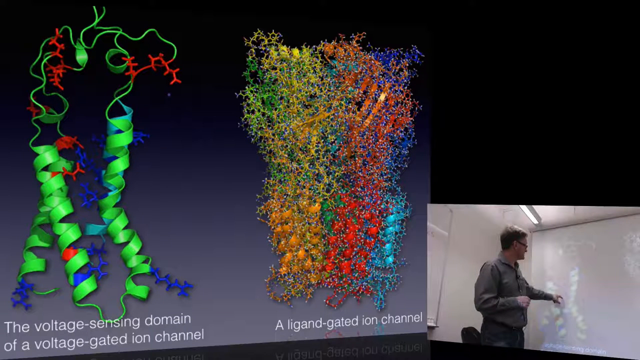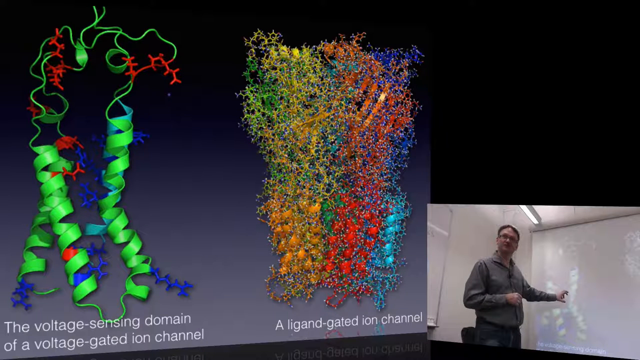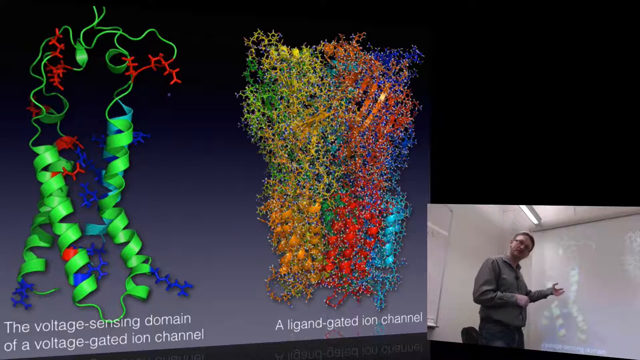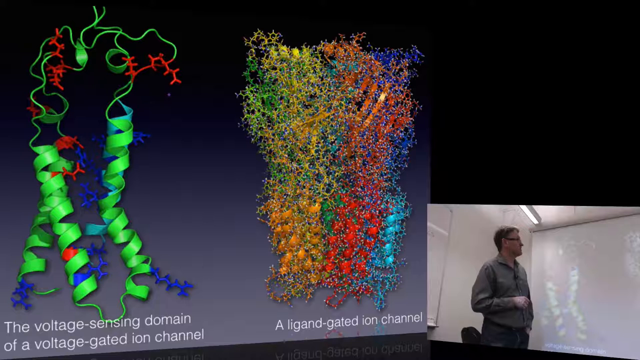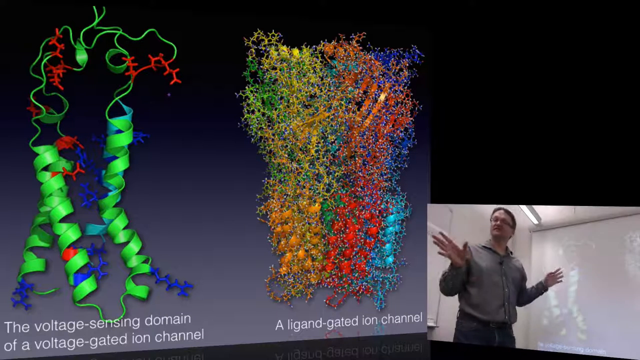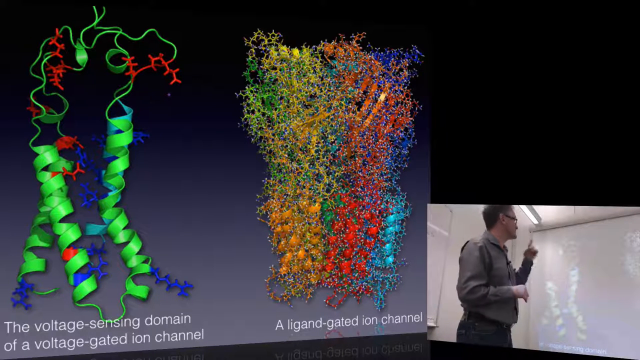But the cool thing is that these are charges, and the reason they move is simply that we have a potential that's changing it. Very simple physics in a way. But of course, it's encoded biologically. What you have on your right is a ligand-gated ion channel. And again, don't worry about the details. These are just examples. We're going to come back to this much later.